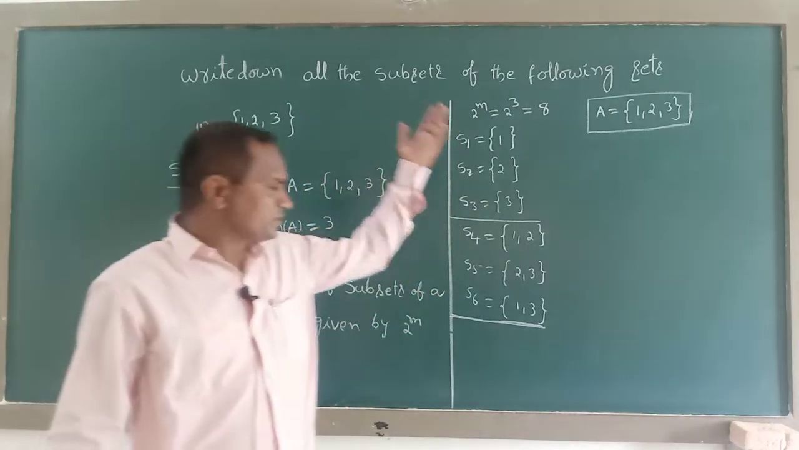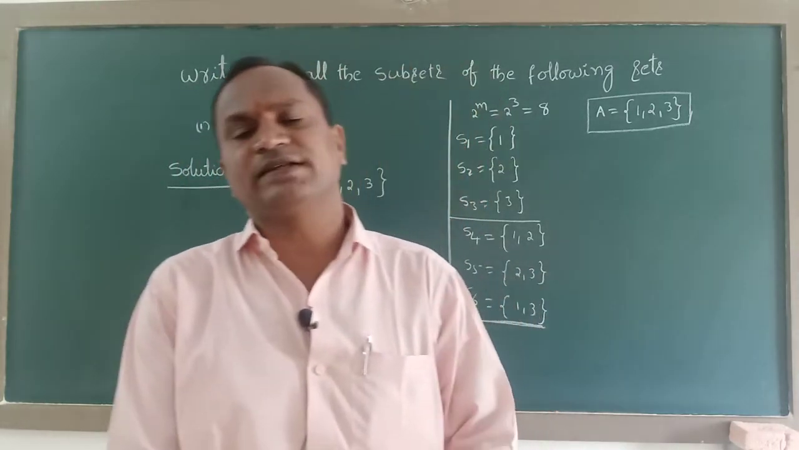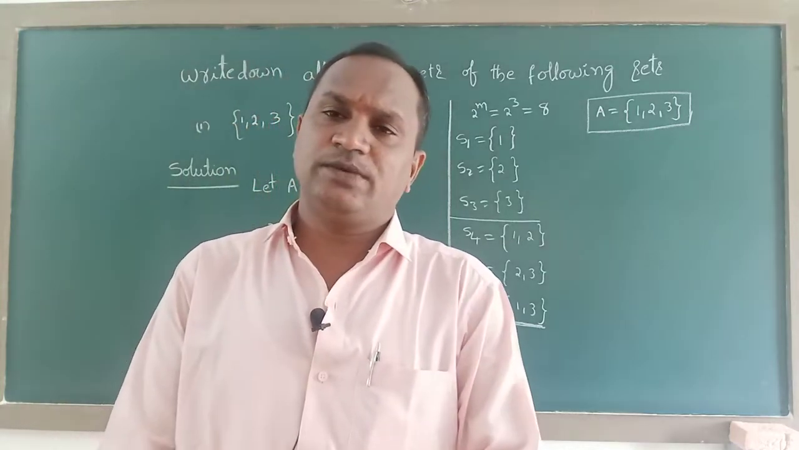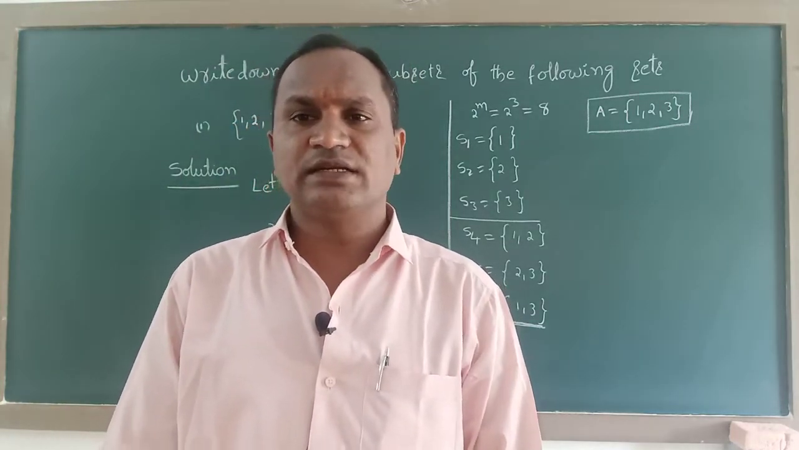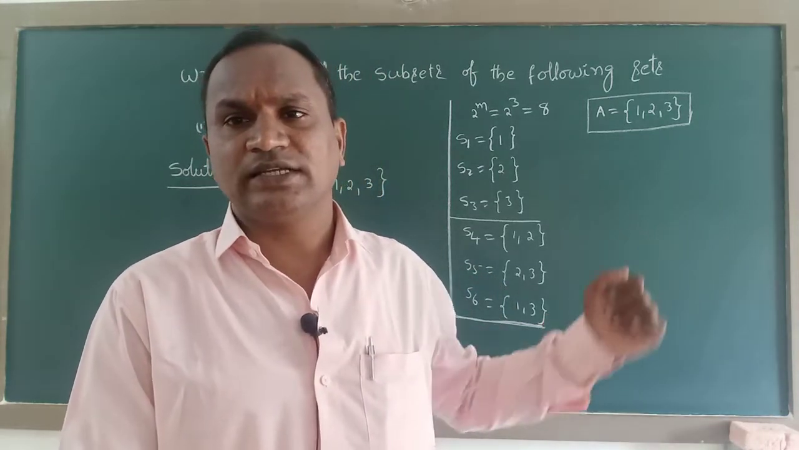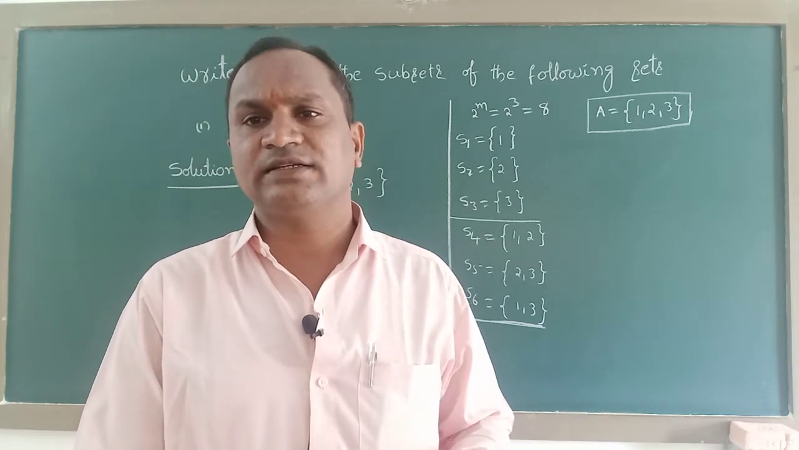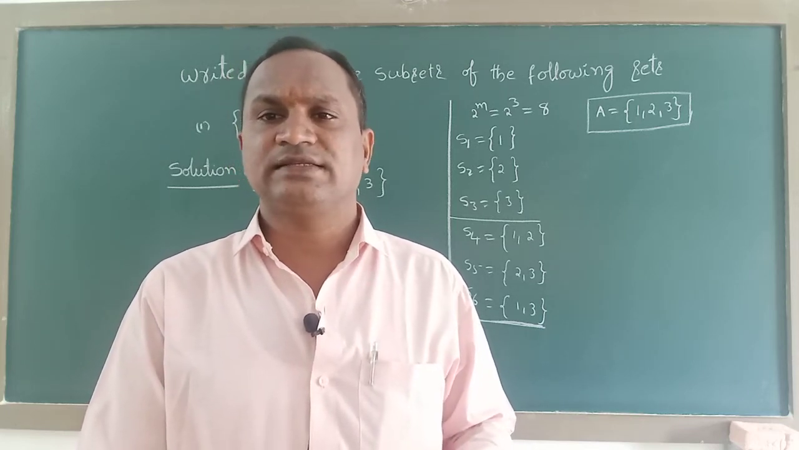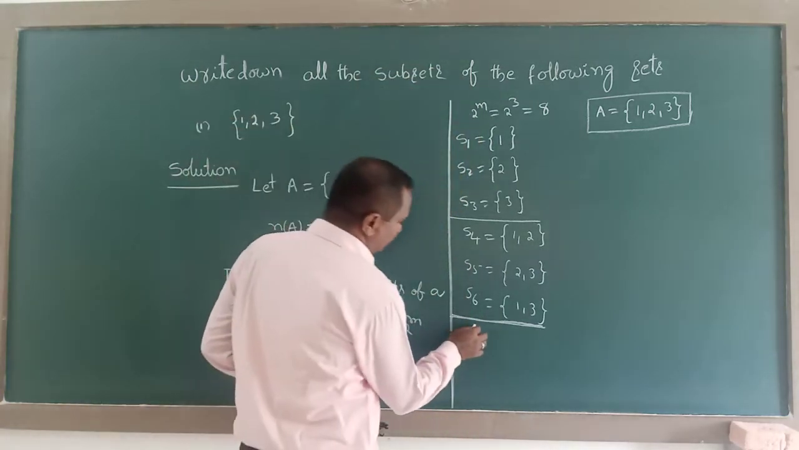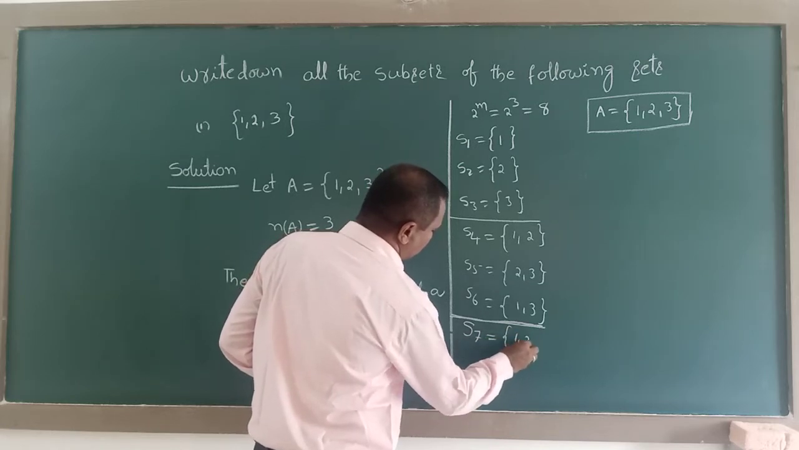The last one: we can take all the elements at a time, that means taking 3 at a time. At that time, we can easily tell every set is a subset of itself, because if we take all 3 elements, then we take the whole set. That's why S7 we can write as the set of the elements 1, 2, 3.